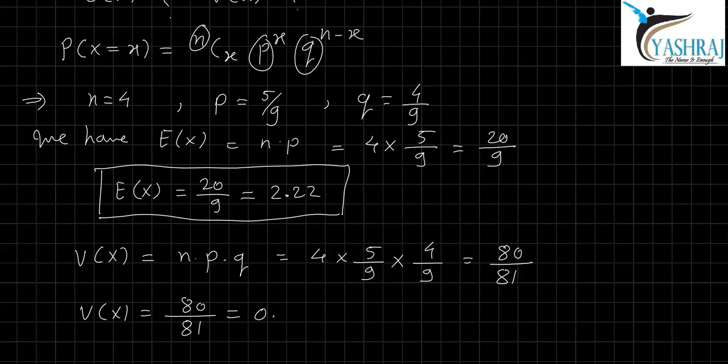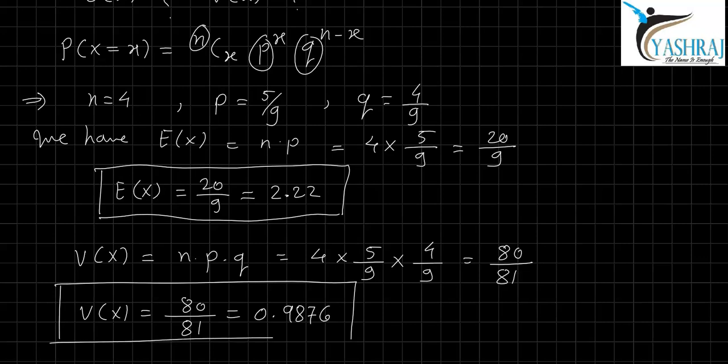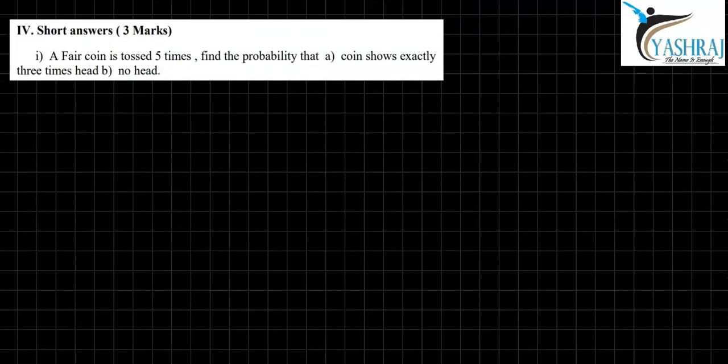You might get 0.9876. So the variance of the random variable X is 80 divided by 81, or in terms of decimal, 0.9876. Now we have the next question, question number 4, short answer questions.